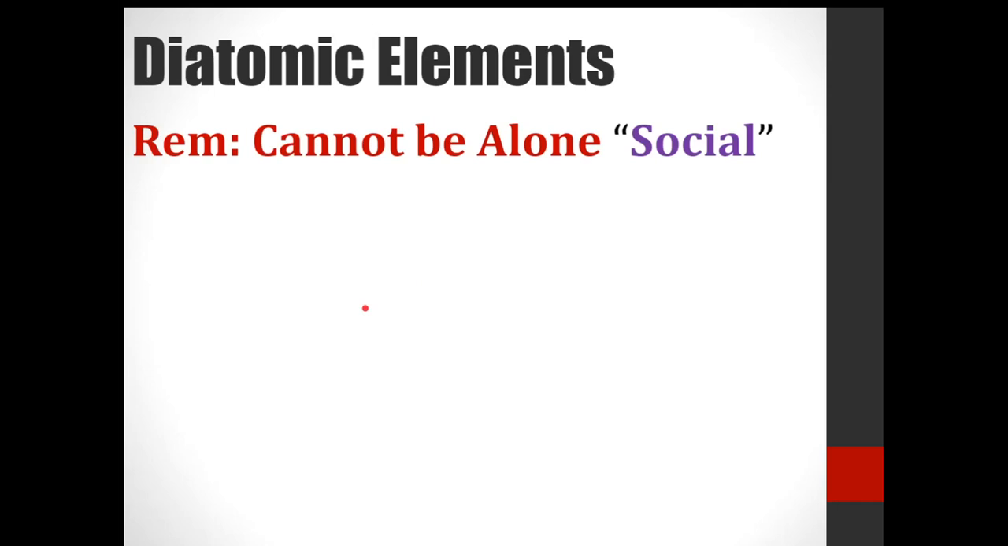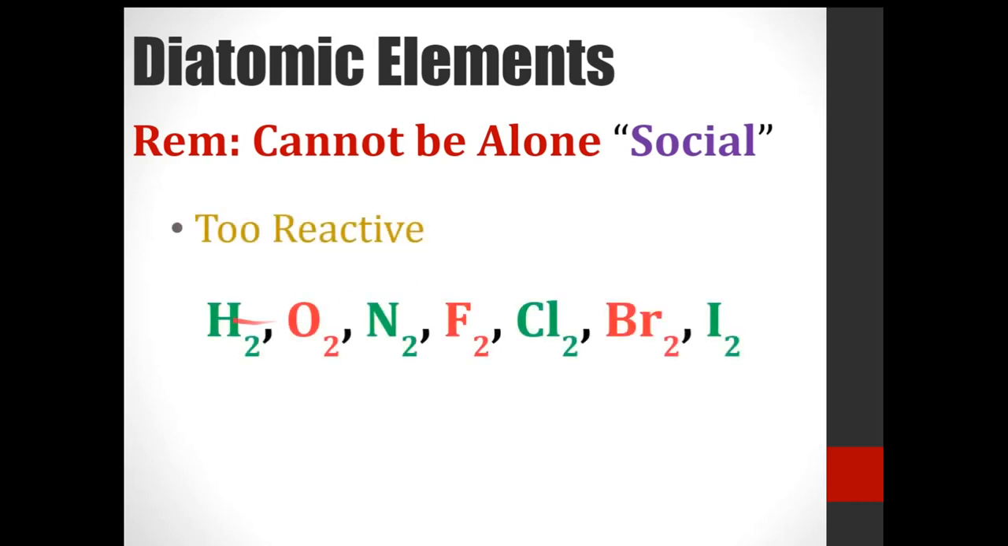Now, diatomic elements cannot be alone. Remember, these are our social elements. They are just too reactive, and that's hydrogen, oxygen, nitrogen, fluorine, chlorine, bromine, and iodine. And if you're using my periodic table, which you should be using because I put all sorts of great stuff on it, this is in the bottom left of the front of the periodic table.